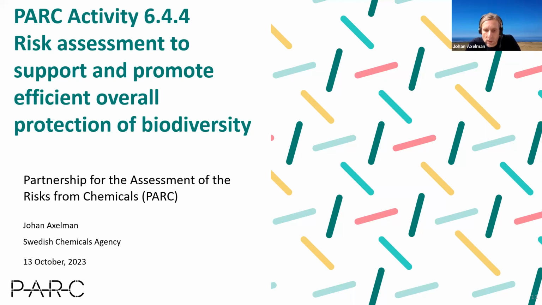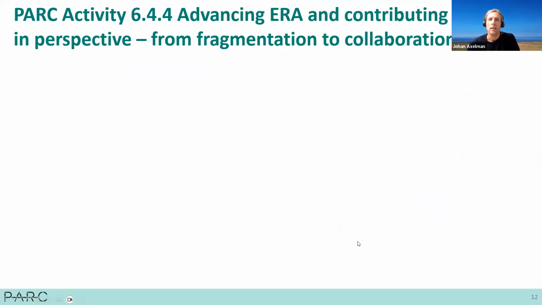And let's see here if I can move forward. There we go. The basics of 644 is to advance ERA, that is environmental risk assessment, and contributing to a shift in perspective from fragmentation to collaboration. We build in this activity quite a lot on a strategic initiative by EFSA, that is the Partnership for Next Generation Environmental Risk Assessment. And these figures I'm about to show here are from that roadmap report published last year.